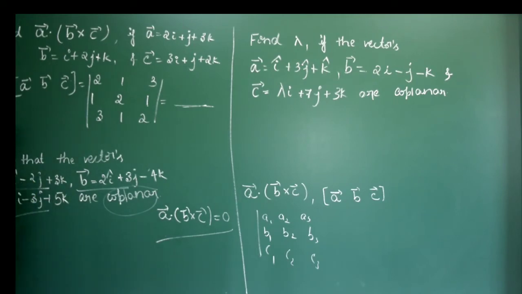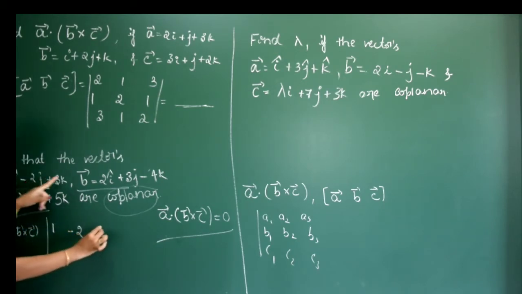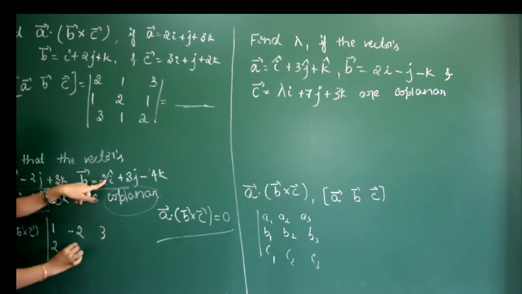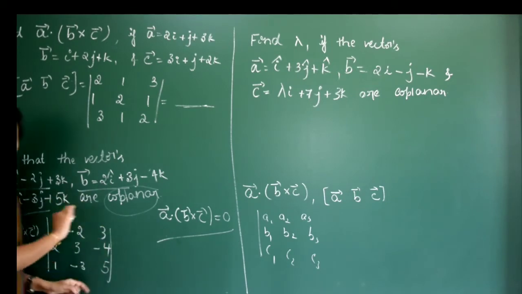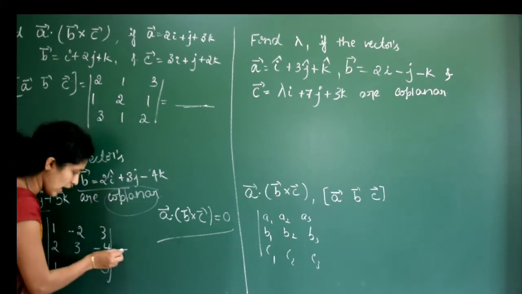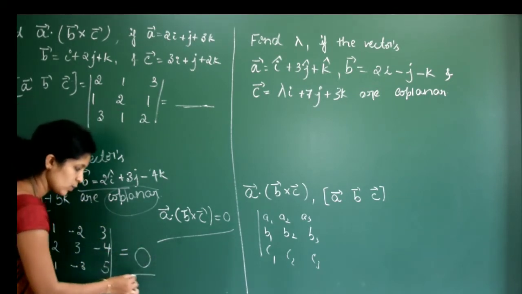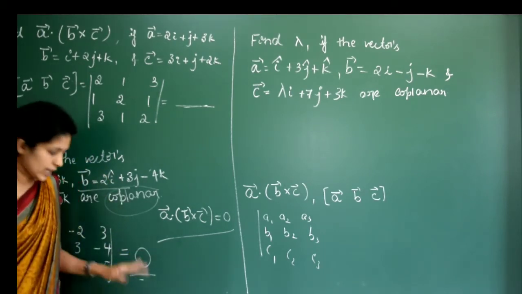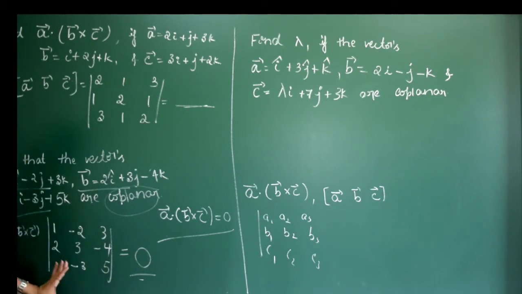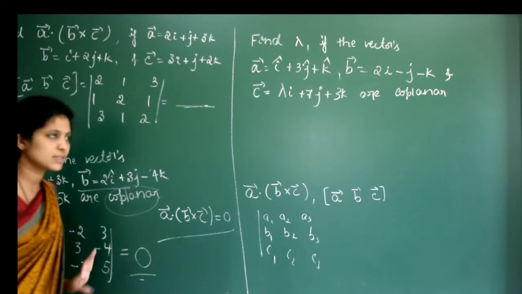See, A vector dot B vector cross C vector. Find the determinant. This row is 1, minus 2 and 3. Here it is 2, 3, minus 4. It will be 1, minus 3 and 5. Now check whether the determinant of this matrix is equal to 0. If it is, you have to get this as 0. If it is equal to 0, then we can say that these three vectors are coplanar. Okay, complete this. I mean find the determinant and verify this is equal to 0.